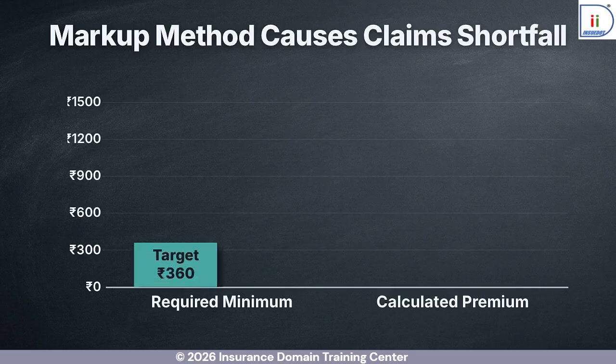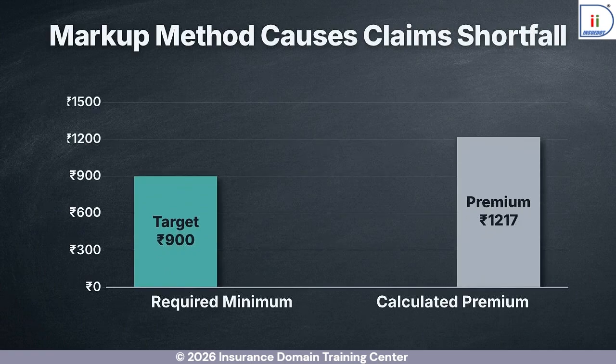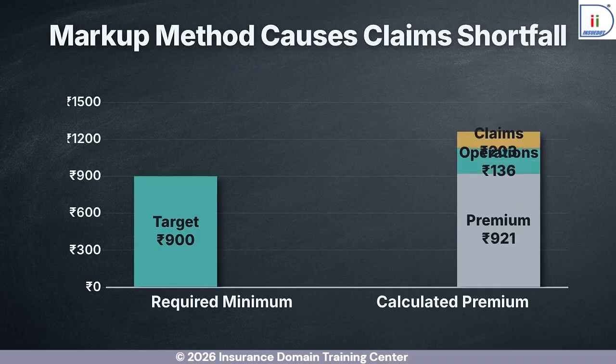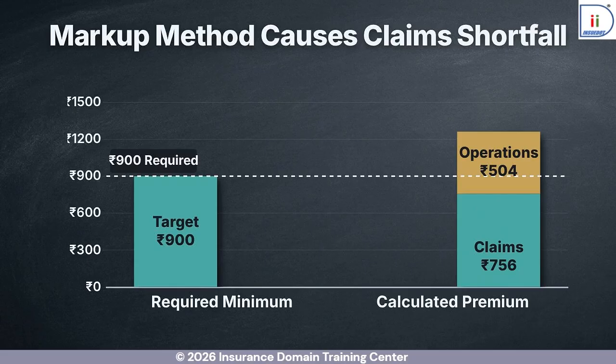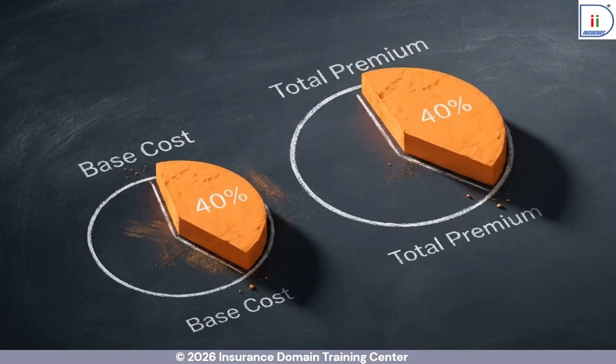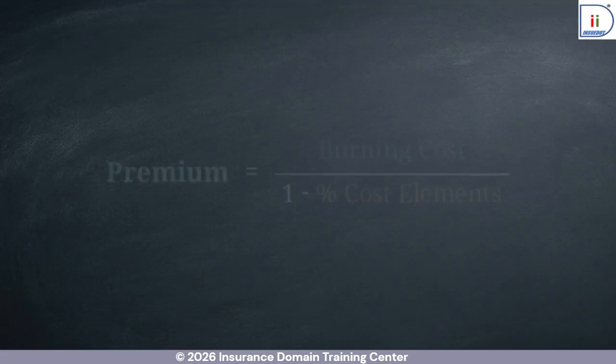Under our common mistake heading, the intuitive approach increases the 900 burning cost by 40%, setting the premium at 1,260. But if the company extracts its required 40% for operations, 504, only 756 remains for the claims fund. We needed exactly 900. The error happens because the 40% deduction is taken out of a larger total premium, while the original addition was based on the smaller burning cost. That mathematical mismatch starves the claims fund.